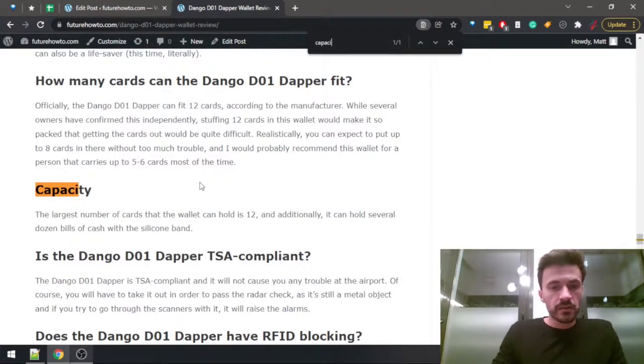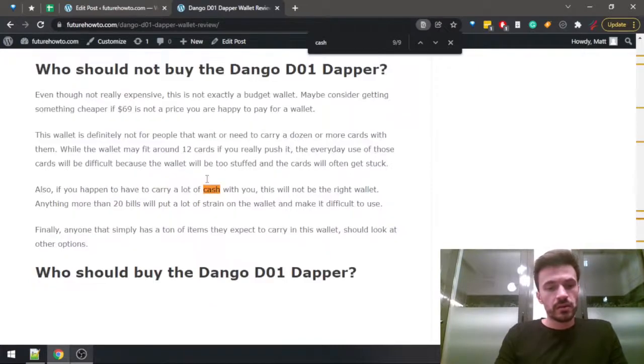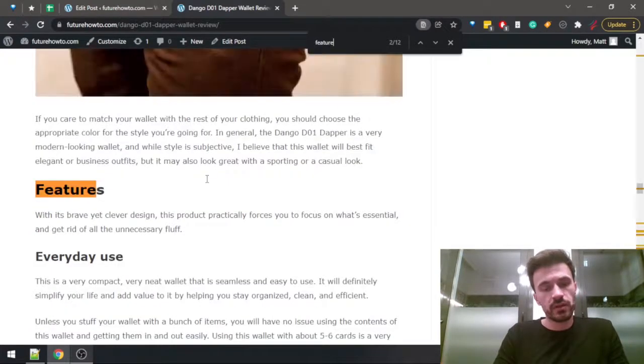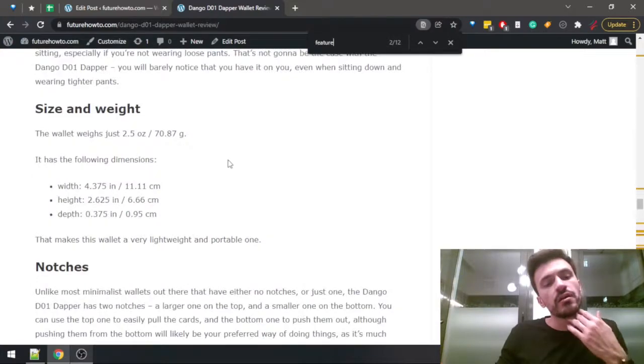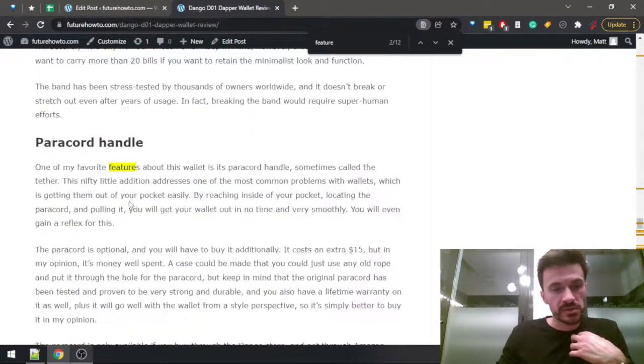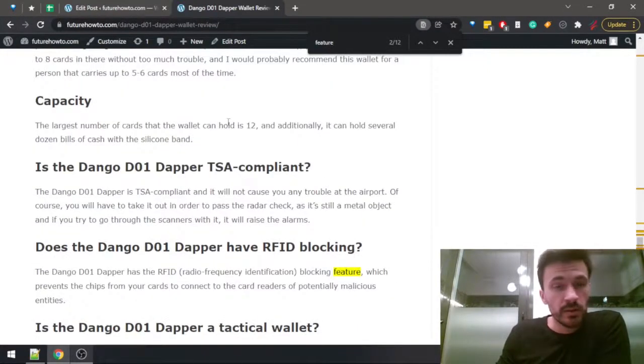Capacity, 12 cards, cash. You know what? Actually, the Dango has a lot of features as well. Probably this is the most feature complete one, because it has the paracord handle, the bottle opener, the glass breaker.